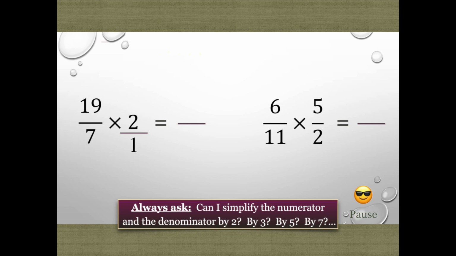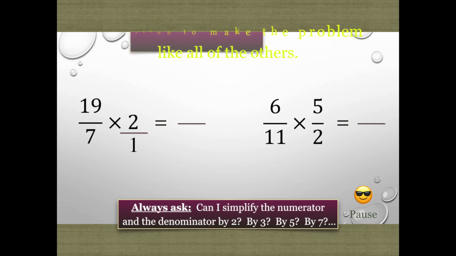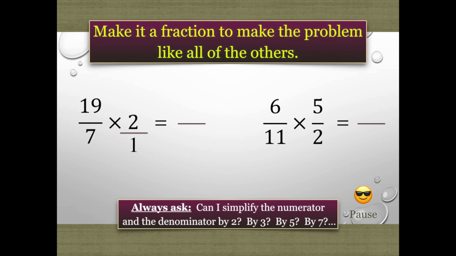There's our little trick. Always make them both fractions. If you're multiplying a fraction by a whole number, just make them both fractions. Then it works exactly the same as all the other problems. Always use that strategy.